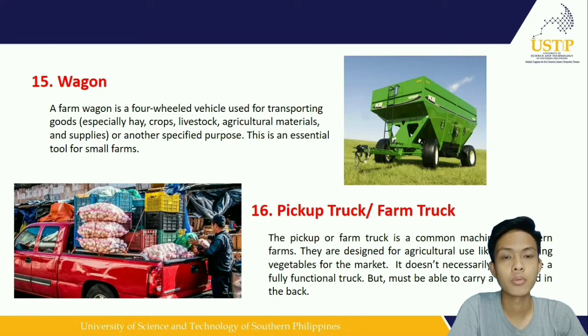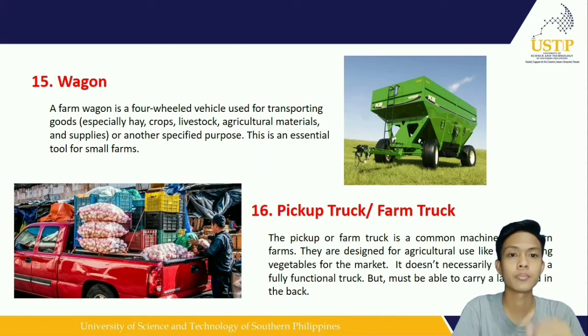So next, wagon. Unsa man po'y pulos aning wagon? It is a four-wheeled vehicle used for transporting goods, especially hay, crops, livestock, agricultural materials, and supplies, or another specified purpose. This is an essential tool for small farms. So ang kaning wagon kay kani ang ginagamit for transporting goods or unsa pa na diha basta kay makaya niya. Mura ni siya og dump truck bitaw nga naay dako nga space sa iyang likod para dadto ipangbutang kung unsay kinahanglan i-transport, pero ang nakalain lang sa dump truck og sa kaning wagon is ang kaning wagon is sa farm siya ginagamit.